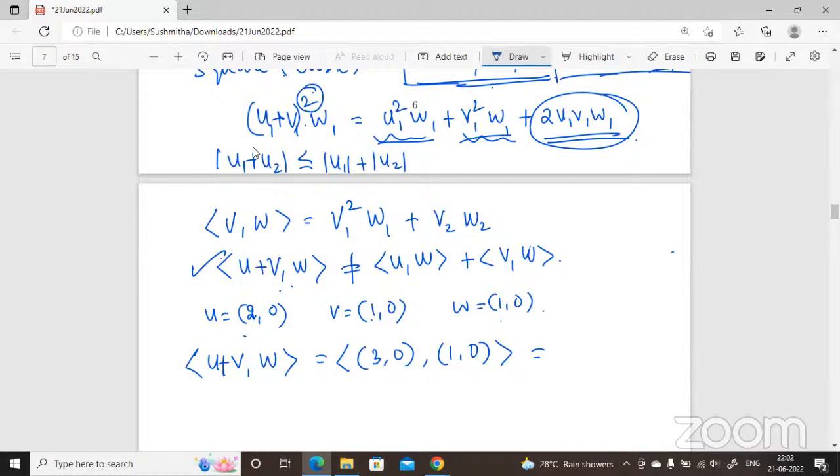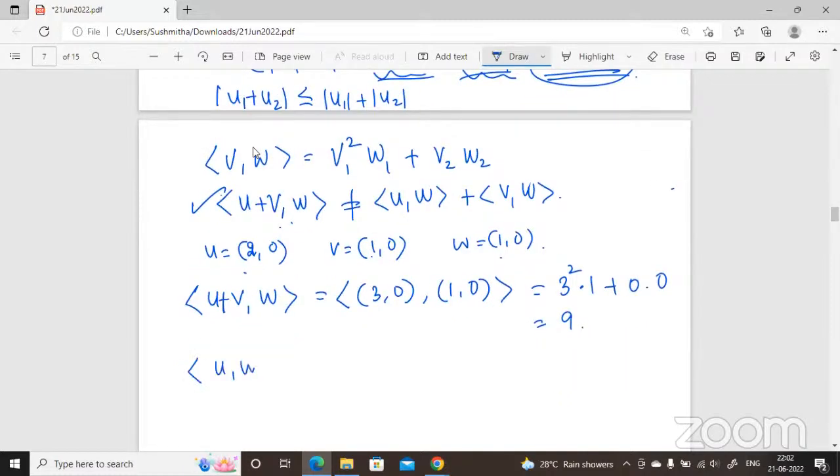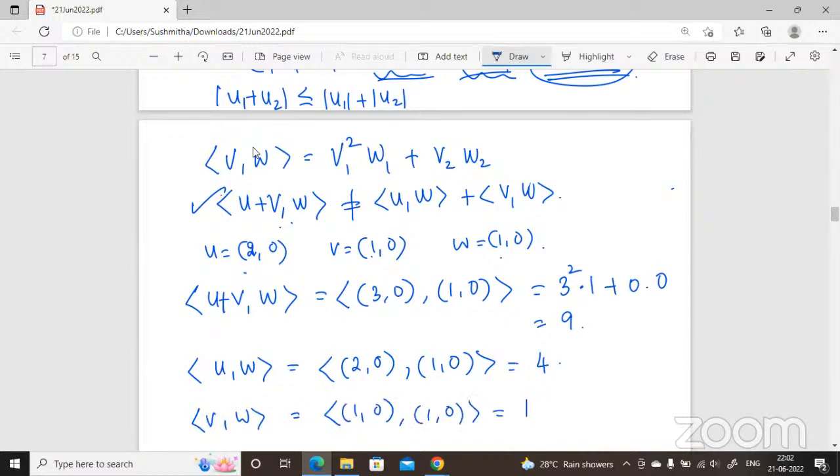No. How is the inner product defined? 3 squared is 9, plus 0 into 1, which is 0. What is the inner product u comma w? Four. 2 squared plus 0 into 1. What is v comma w? 1. Yes. So when you add these two, you get 5, which is not equal to 9.